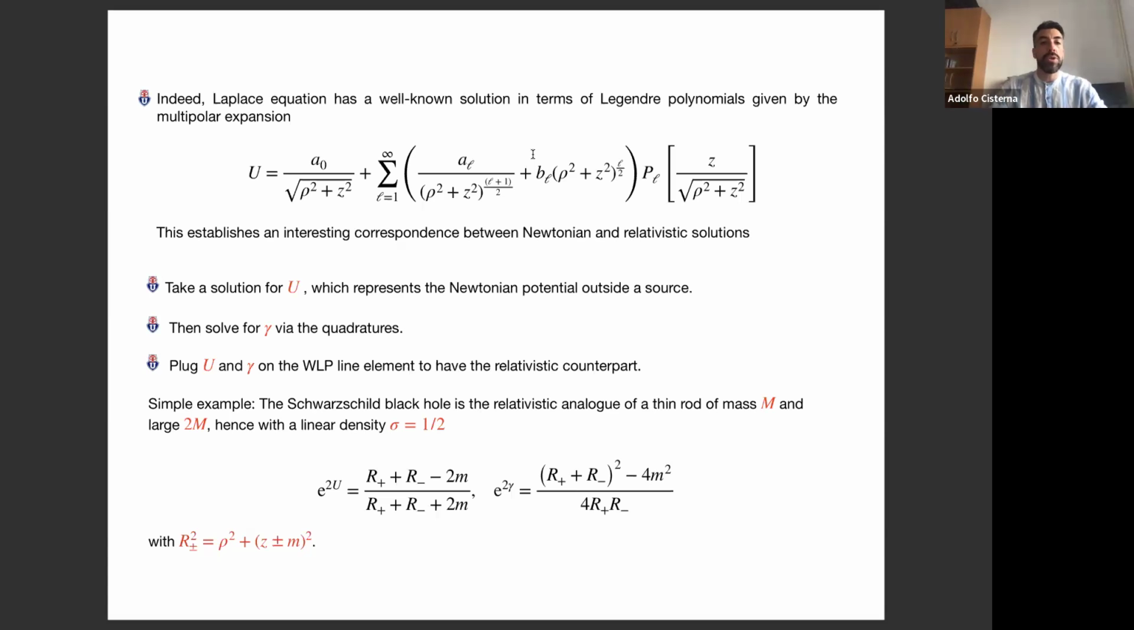So basically, this also proposes a way of constructing solutions, because you can say, okay, because u plays the role of a Newtonian potential, I will consider the Newtonian potential as a given Newtonian source. And then I'm going to solve gamma via quadratures, and then I'm going to plug u and gamma into my Weyl metric, and I'm going to obtain the relativistic counterpart of my solution. As simple as that. So I can say, okay, I will have a point particle, for example.